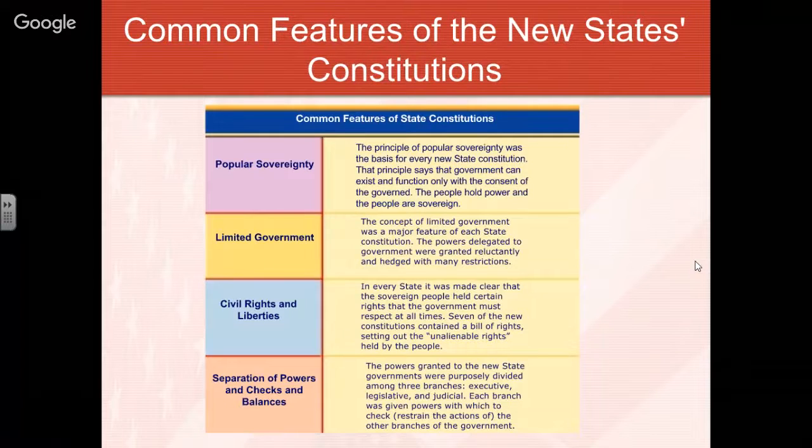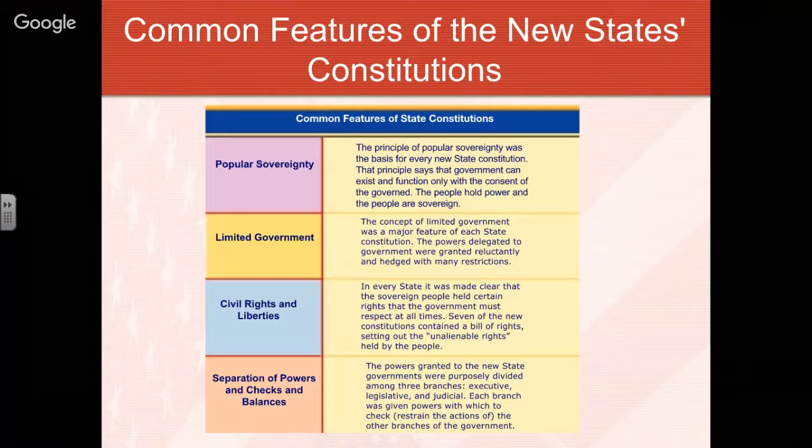Common features of these new state constitutions involve the following: the principles of popular sovereignty, limited government, civil rights and liberties, and separations of powers and checks and balances. These are things that you've all previously heard of. And just to summarize what you should know about each of these for your notes, popular sovereignty basically says that the government can exist and function only with the consent of the governed, basically meaning the people have the power.